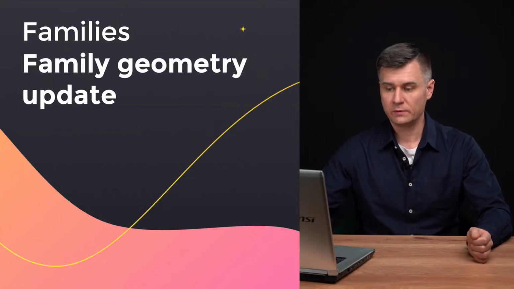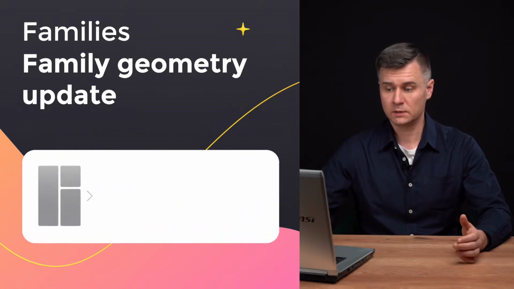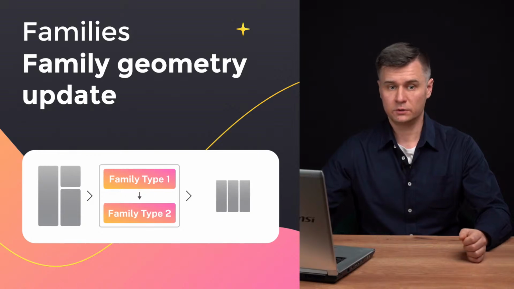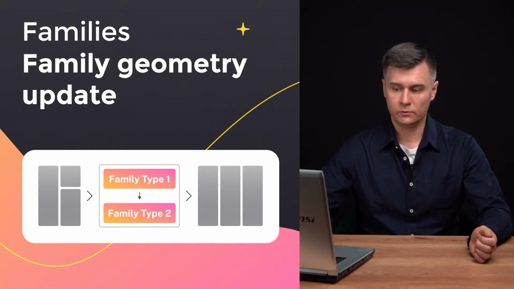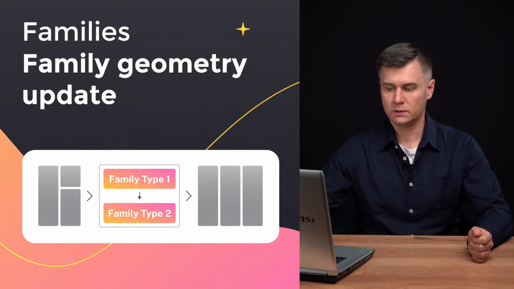Next item, family geometry update. It's also an important issue for families, because it's an essential feature to be able to update the geometry by family type. In this process, we need to do the following. We need to remove and update references because it can change parameters of elements.